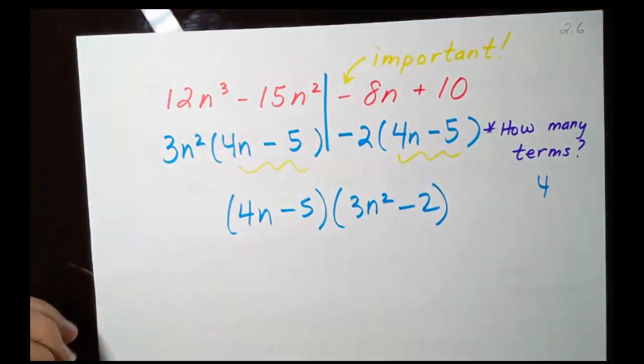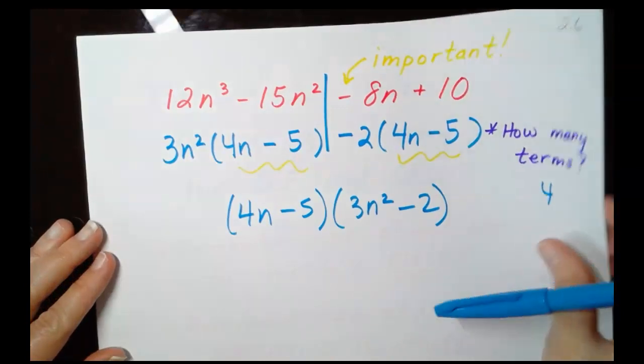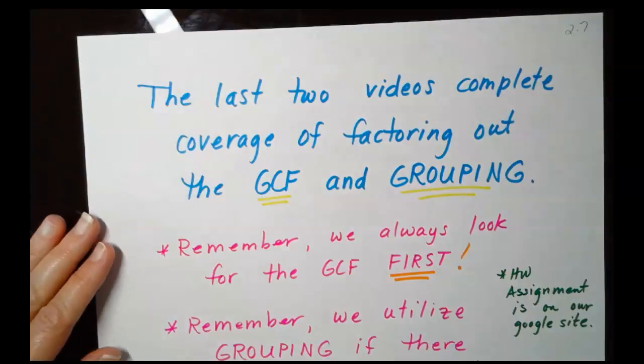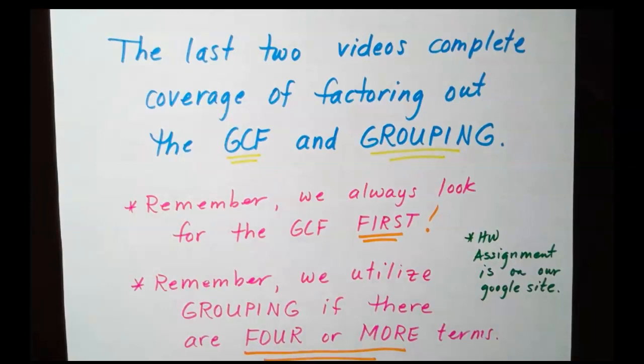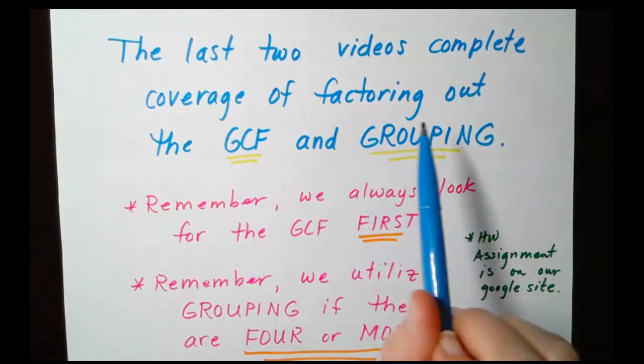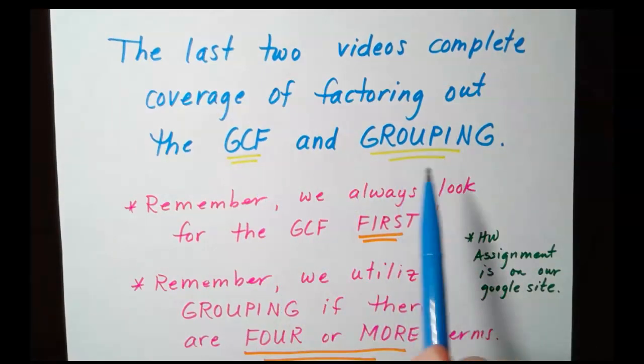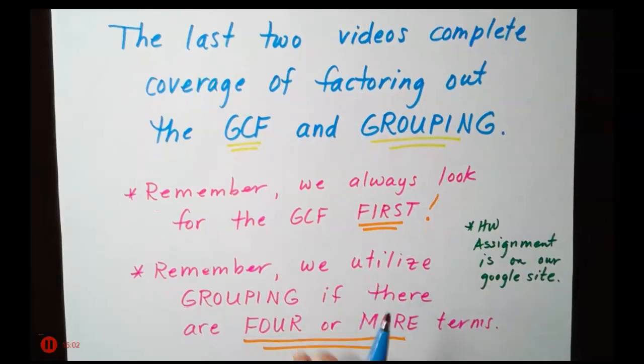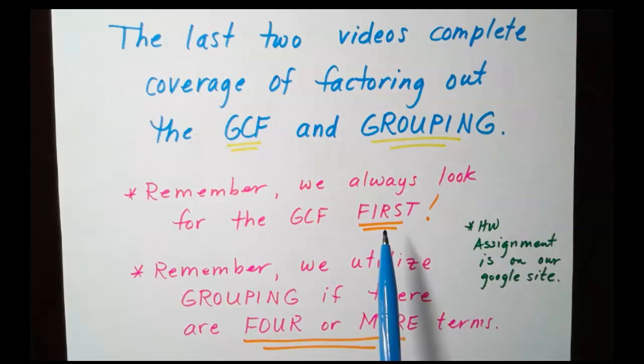Those are our factors. Summing everything up, the last 2 videos cover factoring out the GCF and grouping. Remember, we always look for a greatest common factor, no matter what, first. Also remember, we utilize grouping if there are 4 or more terms.